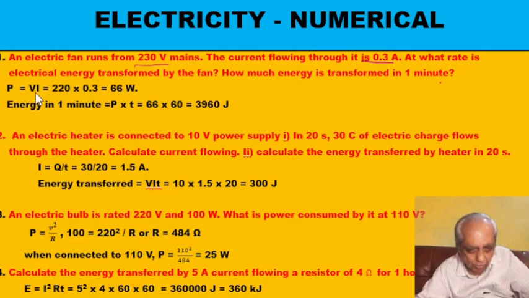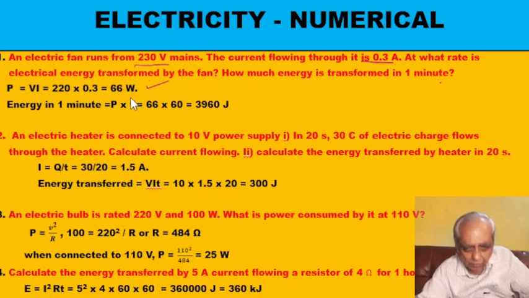So what is power? V into I. So this is the power, which is how much energy is transformed in 1 minute. When it asks at what rate, it is asking for the power. So this is the answer for the first part.